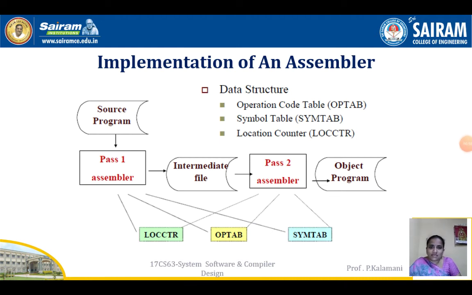This is the implementation of an assembler. The source program is first given as an input to pass 1 of an assembler. Pass 1 works with the help of the location counter, operation table and symbol table, which are the data structures used by the assembler. With the help of these three data structures, it converts the source program into an intermediate file. Then that intermediate file is given as an input to the pass 2 assembler.